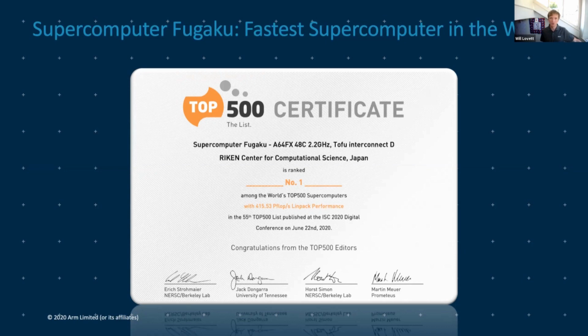Cray HPE are also selling a system with these cores in it, and Fujitsu, and all three of the vendor compilers that support SVE and support A64FX, that's the Cray compiler, the Fujitsu compiler, and my compiler, so ARM compiler for Linux, are based on LLVM. And I think that's an important point.